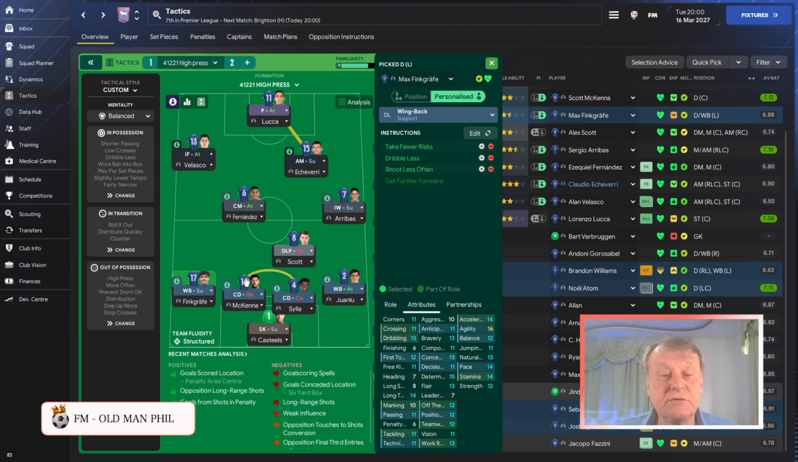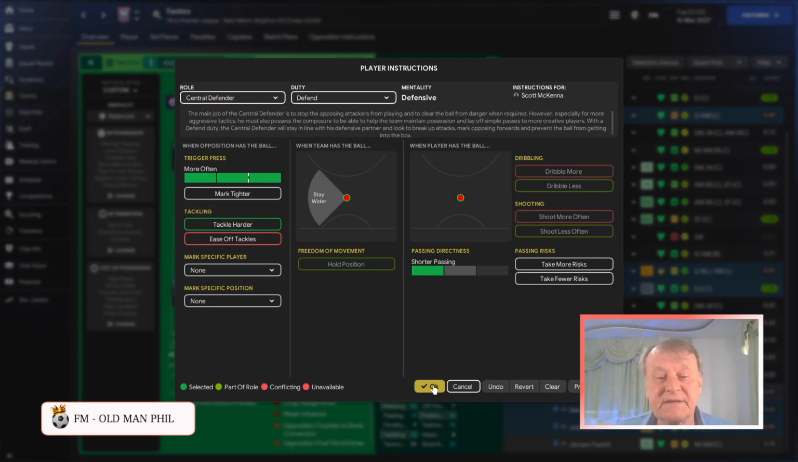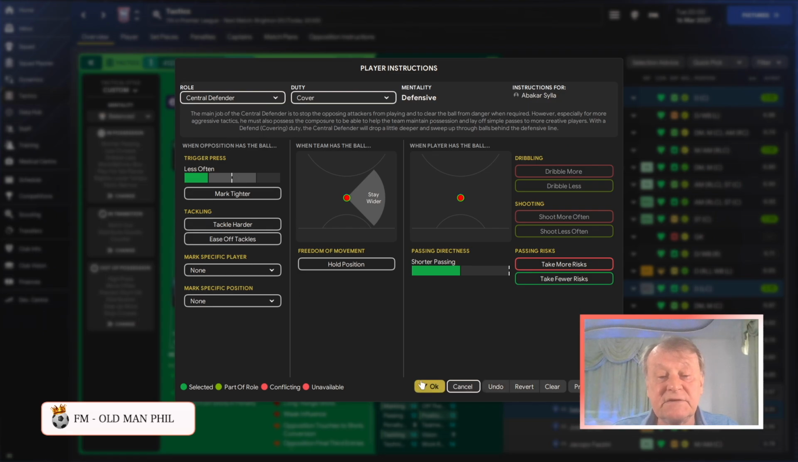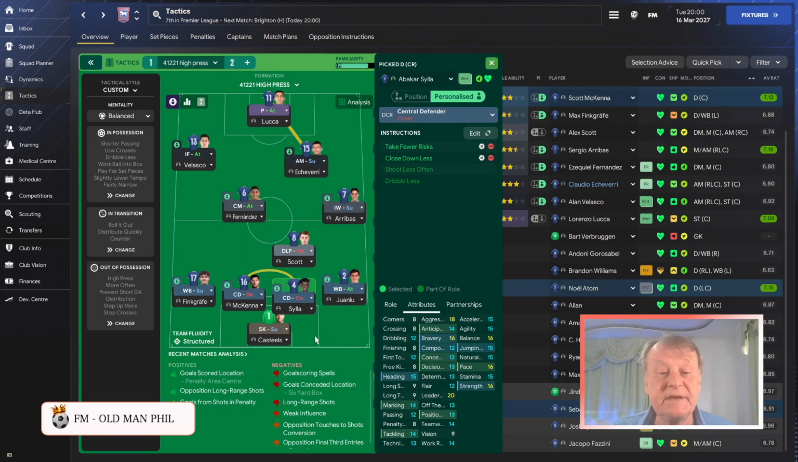I do have a central defender on defend here who also will have a lot of space in front of him. So what I'm going to ask him to do is trigger press more often. And that will mean that this space will be covered a little bit better. We also then have this central defender on a cover duty. And what I'm going to do with him is tell him to close down less. Well, that will mean that he can focus on his cover duty. He has cover in front of him, so hopefully he can just then concentrate on what he's doing at the back.